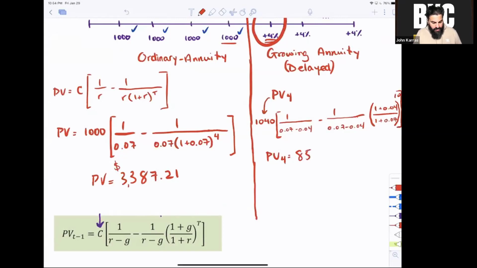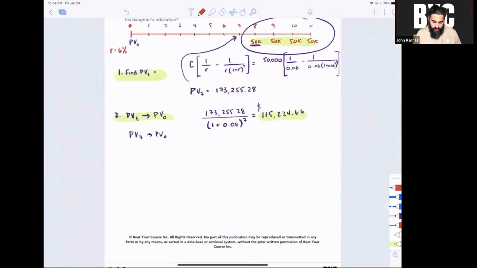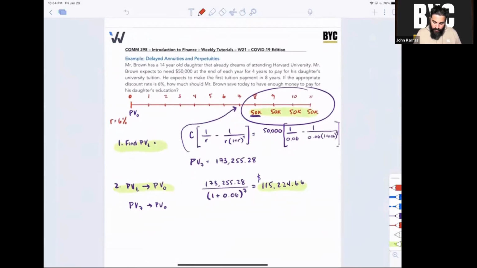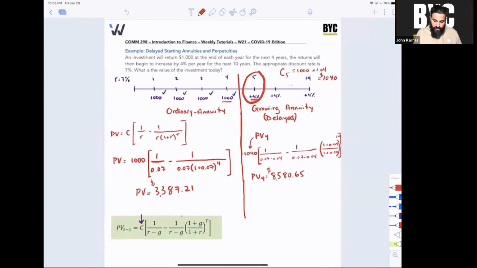$8,580.65. Bernard, I see your question. Bernard, you're asking why we are not using the same formula as in the Harvard University problem? Because in the Harvard University problem, the tuition payment stayed the same. So that was a delayed ordinary annuity. This is a delayed growing annuity because the payments are growing. You see that?